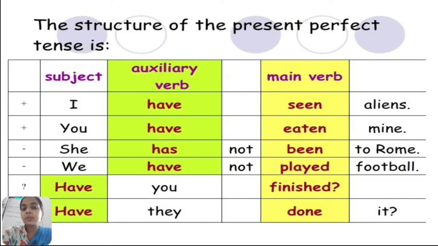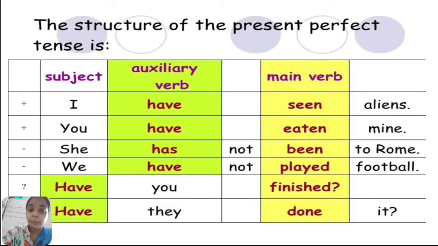Now let's know about the structure of the present perfect tense. The present perfect of any verb is composed of two elements. First, the appropriate form of the verb to have, has or have, in the present tense, plus the past participle of the main verb. And the main verb can be a regular verb or an irregular verb.